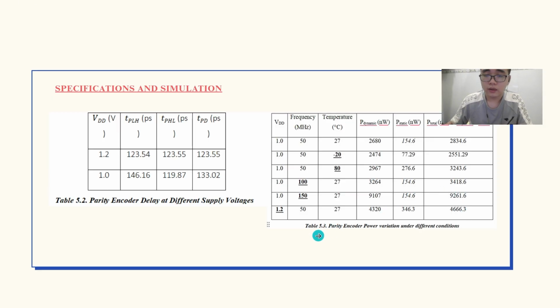Summary, we can know the lower temperatures imply a lower power. Higher temperatures imply a higher power. Higher VDD implies a higher power consumption.